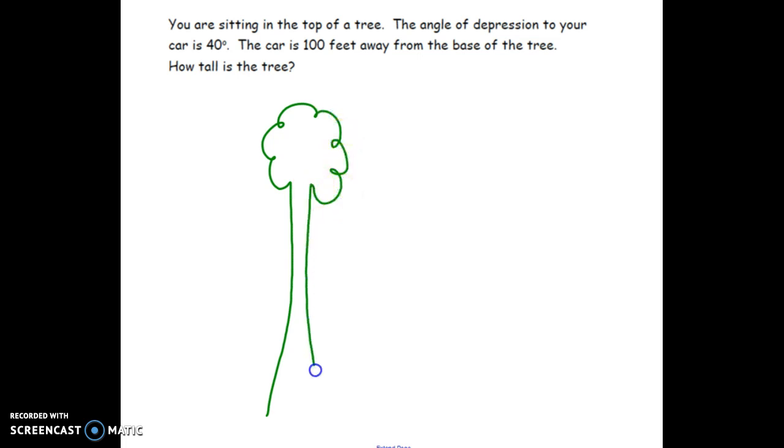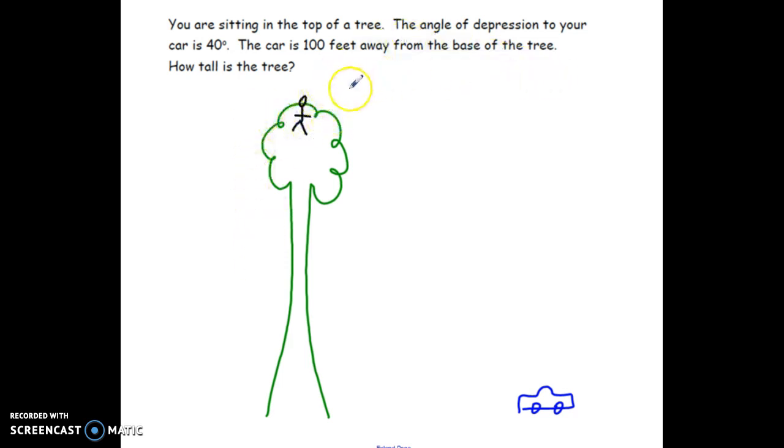So if we're looking at a tree, here's my awesome drawing. You should maybe add some awesome drawings to your papers as well. And then we have a car somewhere over here. There's my awesome car. And I am, of course, hanging out in the top of my tree. So here I am just hanging out.